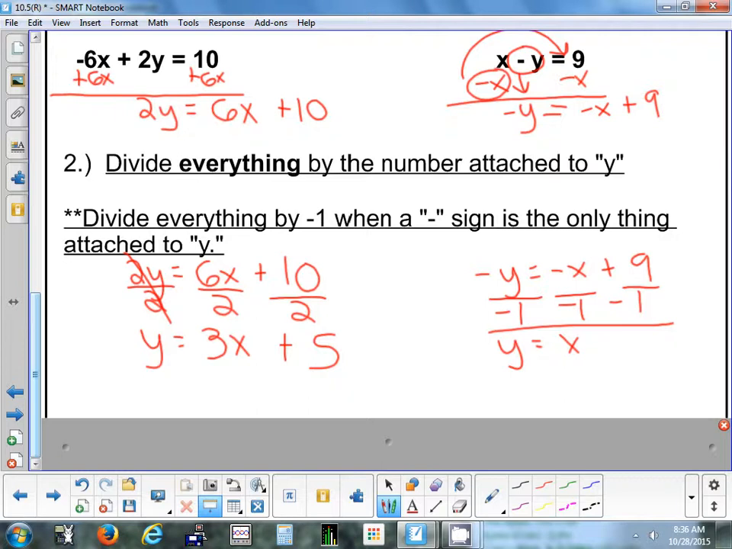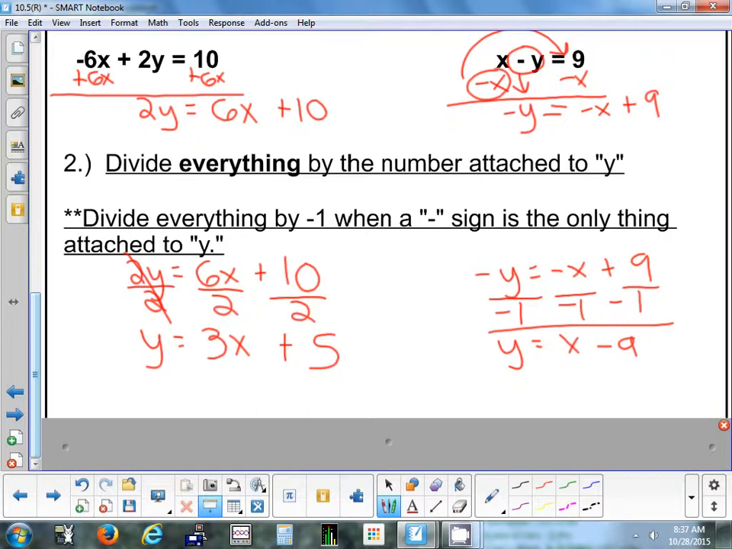A positive 9 divided by a negative 1. What do I get? Negative 9. Not subtracting. Negative 9. Good way to remember it, guys, when you're doing these: if the top and the bottom are both negative, it becomes positive. Just like this. Top and bottom both negative becomes positive.